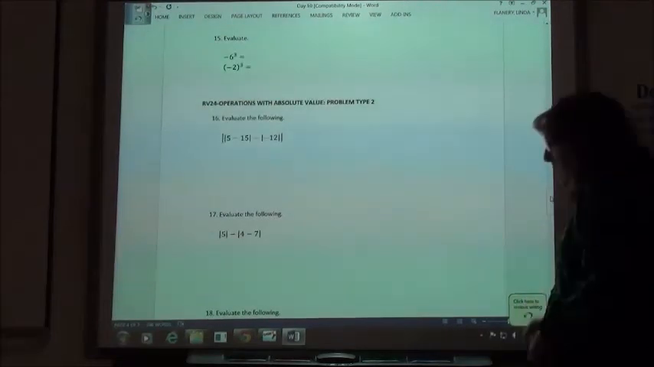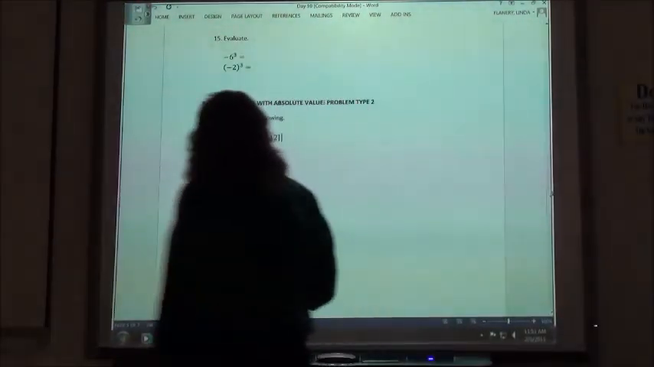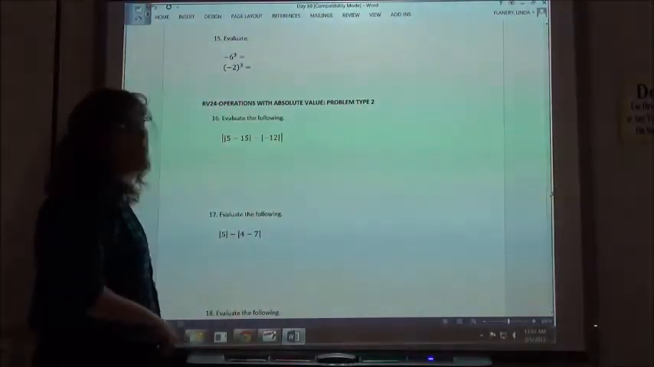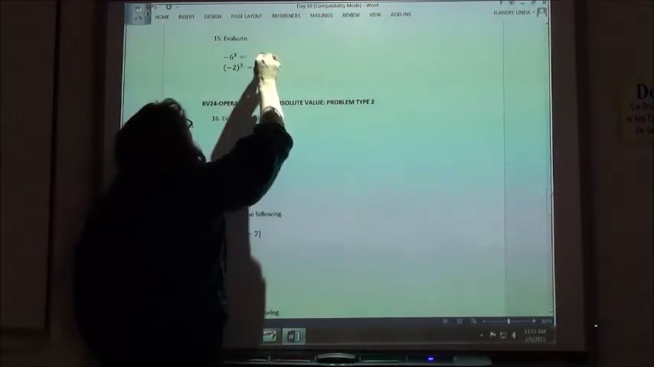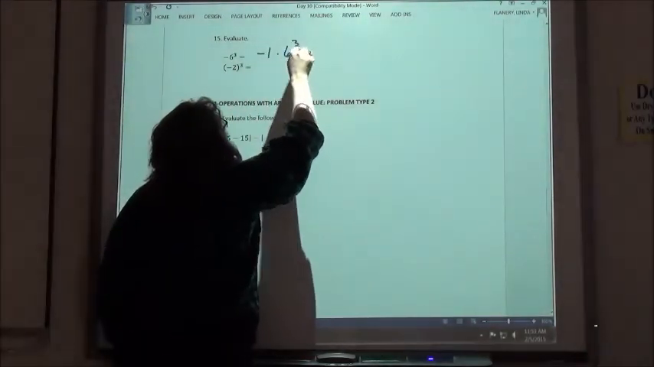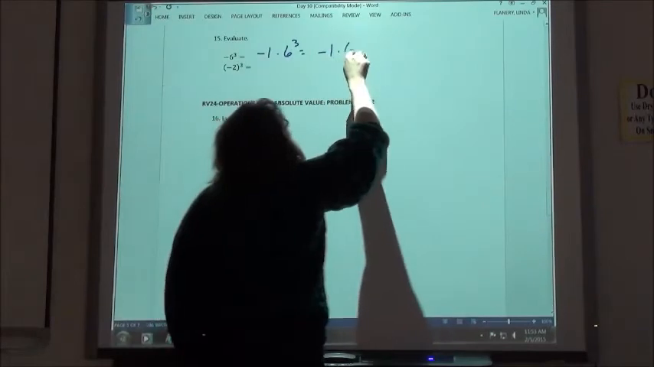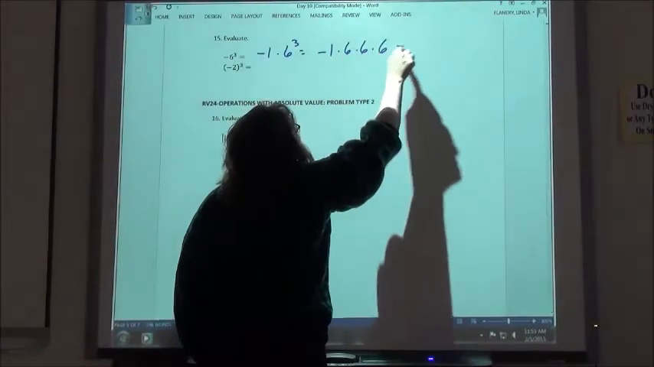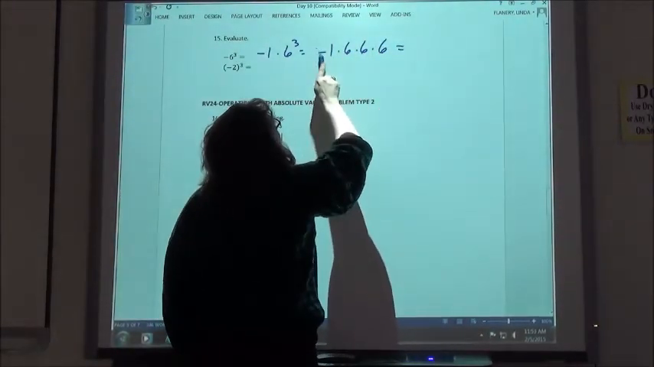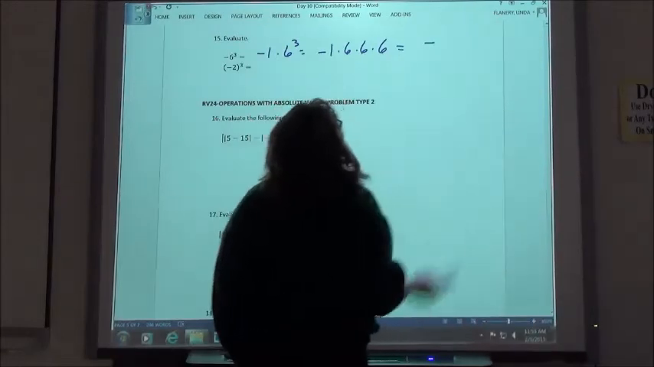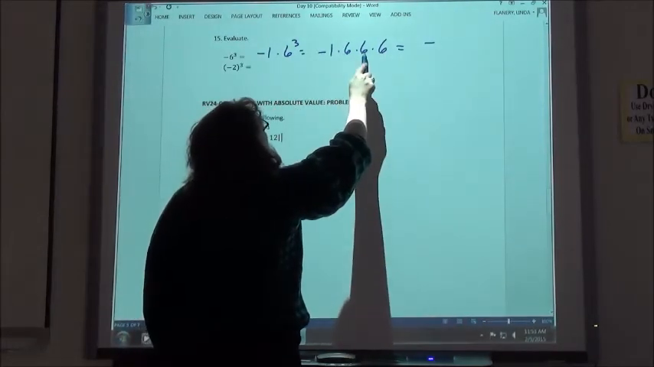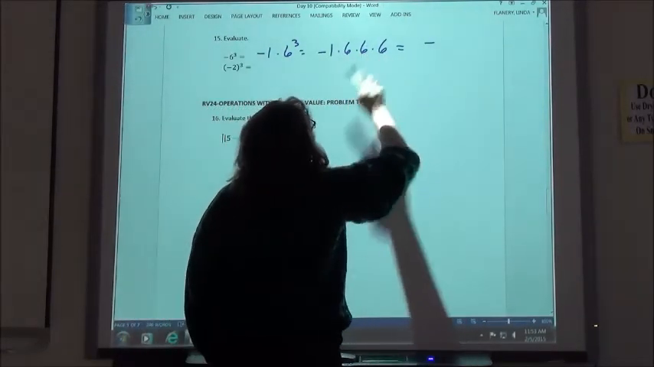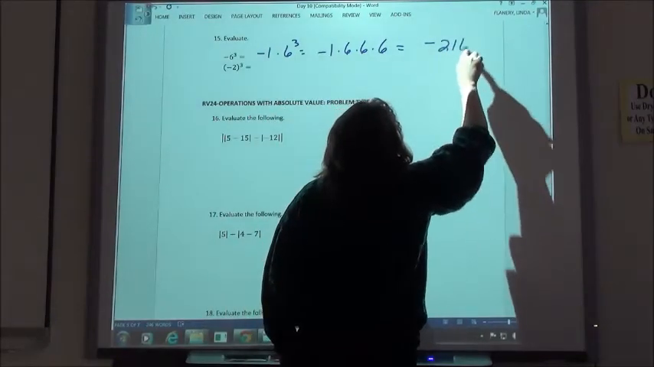Number 15. Again, I've got that negative sign in front of my 6 to the 3rd. It is not in parentheses. It means negative 1 times 6 to the 3rd. So negative 1 times 6 times 6 times 6. There is only one negative sign. My answer is negative. 6 times 6 is 36. 36 times 6 we did earlier was 216.